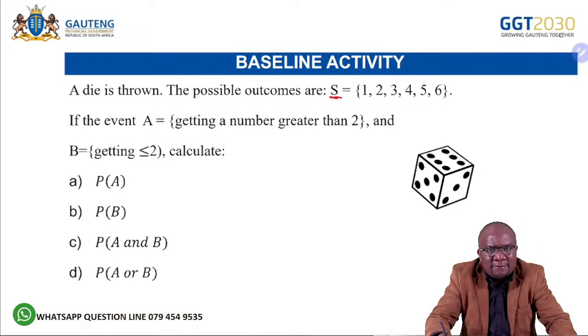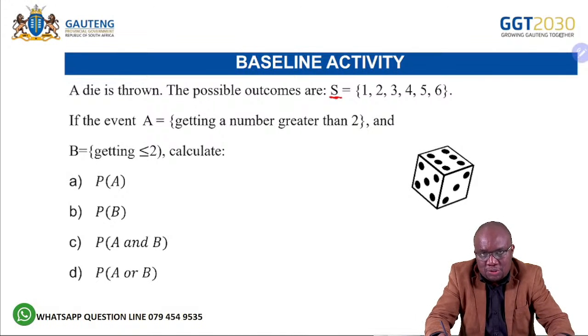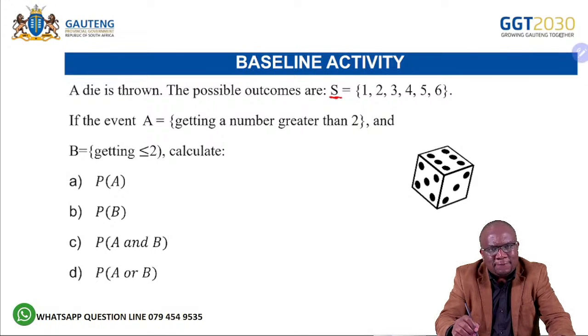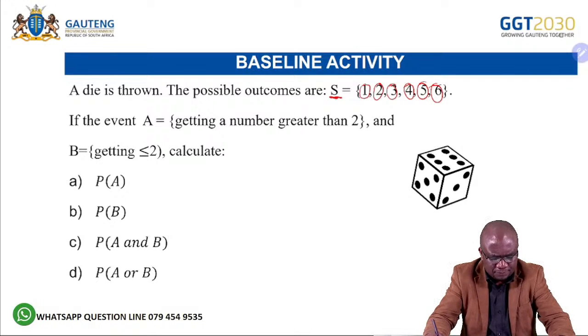How many do we have? Let me start with the smallest one. You can get a 1, you can get a 2, you can get a 3, a 4, a 5, or a 6. These are different outcomes that you can get if you throw a die. Right, so there are 1, 2, 3, 4, 5, 6 outcomes.